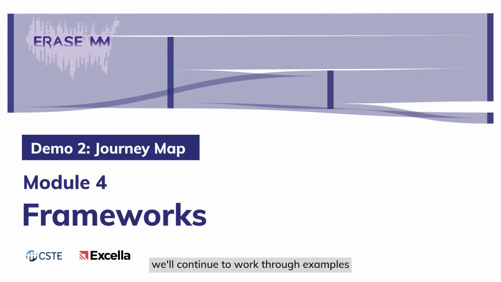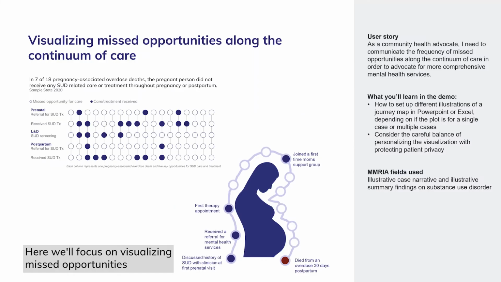In Module 4, we'll continue to work through examples of ways we can visualize stories, illustrations, and frameworks as part of visualizing MMRIA data. Here, we'll focus on visualizing missed opportunities along the continuum of care. We can think about these missed opportunities and the associated visualizations in two ways.